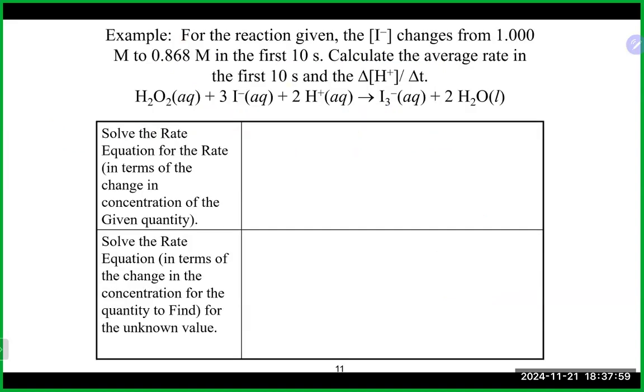All right, so why don't we try one here with numbers? See what you come up with. For the reaction given, the concentration of I minus goes from 1 molar to 0.868 molar in the first 10 seconds. What is the average rate? And how is the change in concentration of H plus over time? How is that changing? So let's take a look, see how we work this one here.